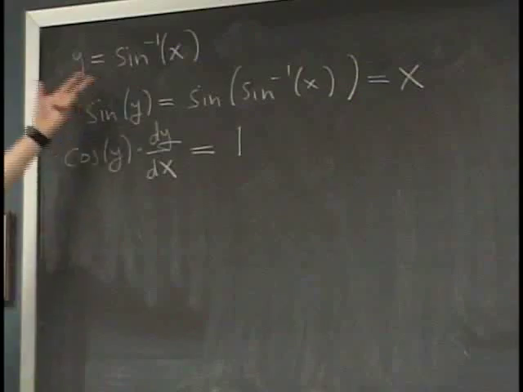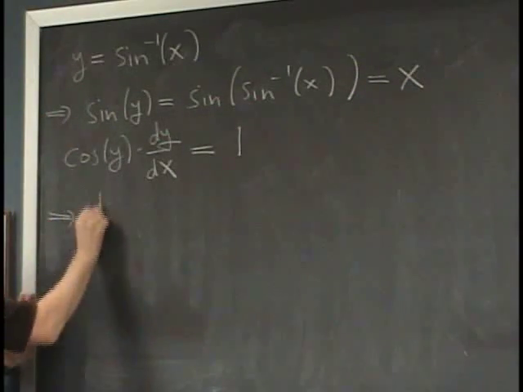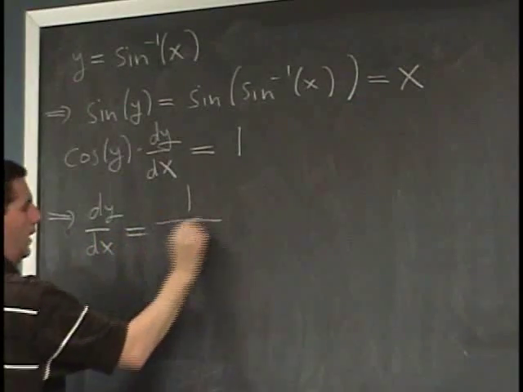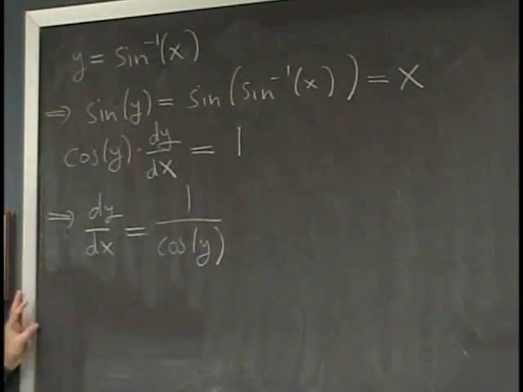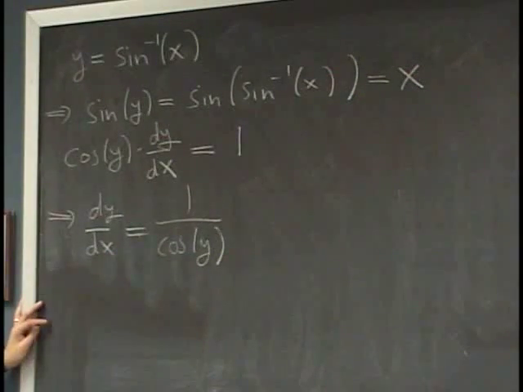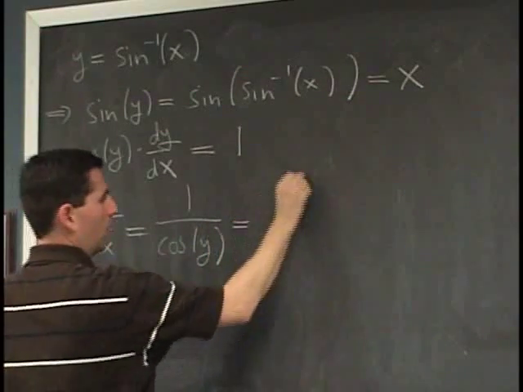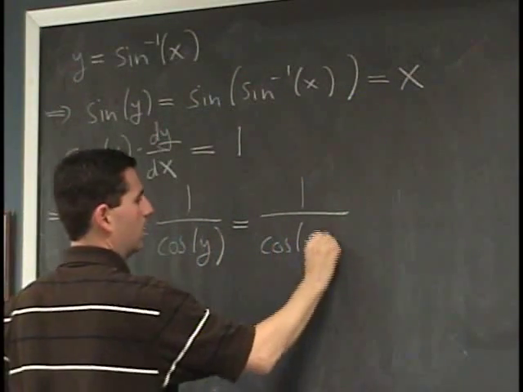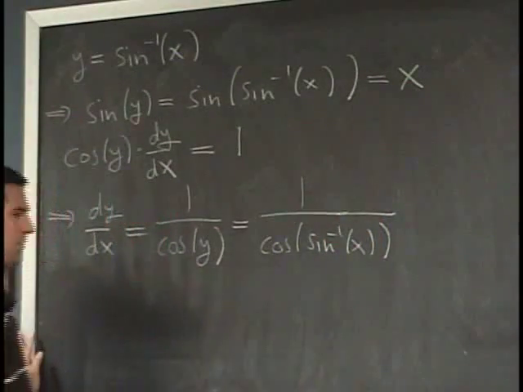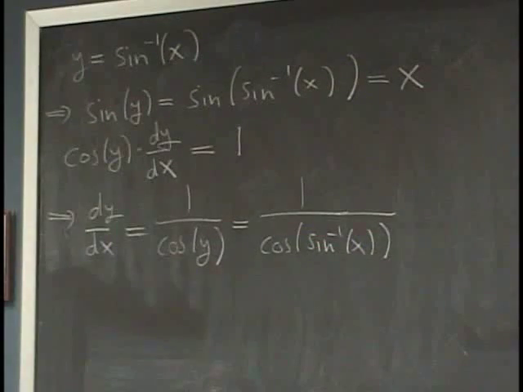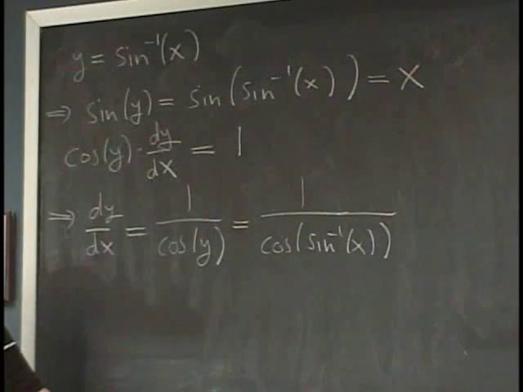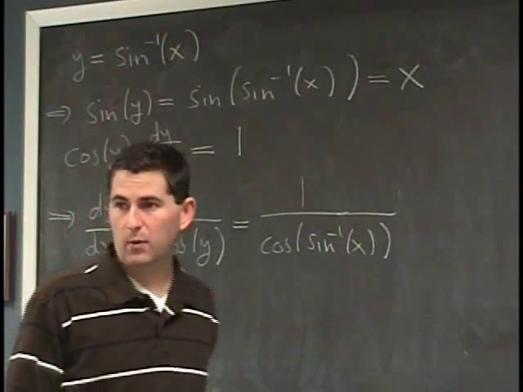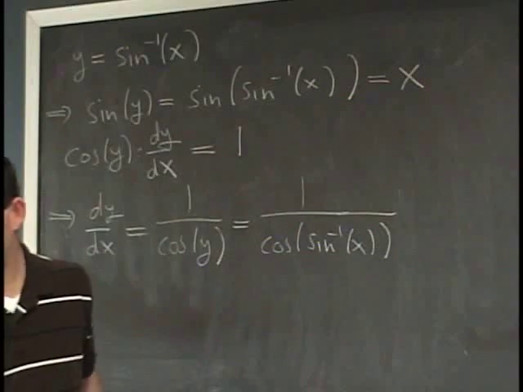I want dy dx. That's what in the end I want, the derivative, so I divide. And I get 1 over cosine of y. But I don't want cosine of y. I want x's. All right, so I get 1 over cosine of arcsine of x. Ooh. That doesn't look nice at all. There's a way to fiddle with this thing. Now, let me show you this trick. We're going to use the trick quite often, and it's a neat little trick, so it's worth paying attention.